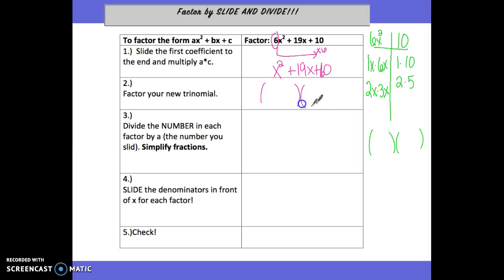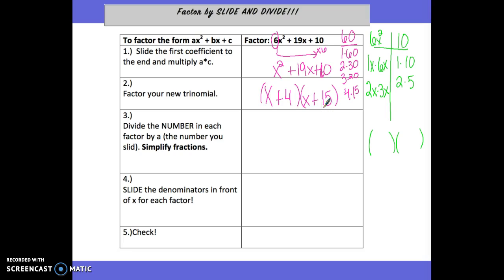Now it says factor your new trinomial. So now it's an easy one where you just have x and x, and I think, what multiplies to be 60 and adds to be 19? So I start looking at my factors of 60. 1 times 60, that's 61. 2 times 30, that's 32. 3 times 20, that's 23. 4 times 15, oh, that's 19. So I would put plus 4 plus 15.